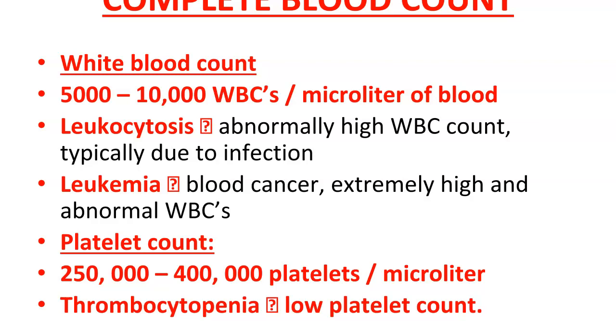Platelets are normally counted in hundreds of thousands, 250 to 400,000 per microliter. A low platelet count is called thrombocytopenia. A high platelet count will be called thrombocytosis.